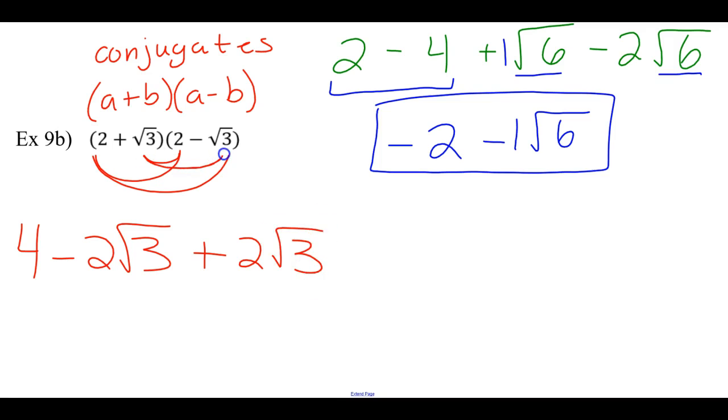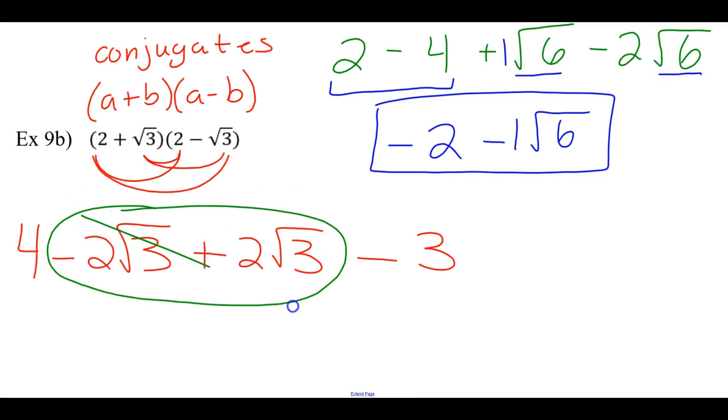And then a positive times a negative is a negative. What's the square root of 3 times the square root of 3? Square root of 9, which is a perfect square. The square root of 9 is 3. So this is why they're called conjugates, because the middle two, negative 2 square root of 3 plus 2 square root of 3, cancel out. And what's 4 minus 3? 1. Uno. That's your answer.